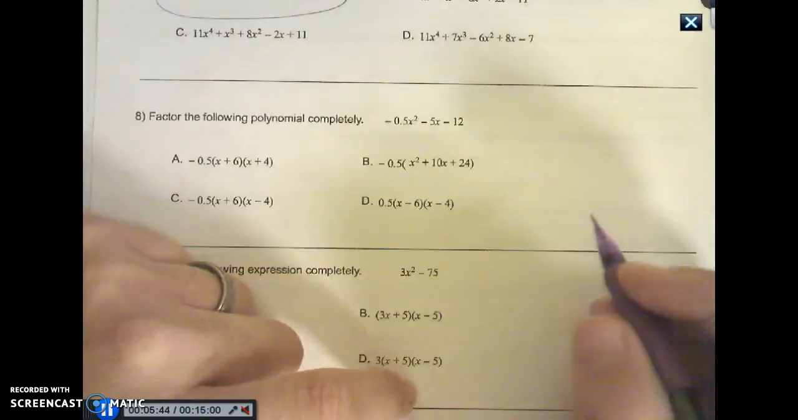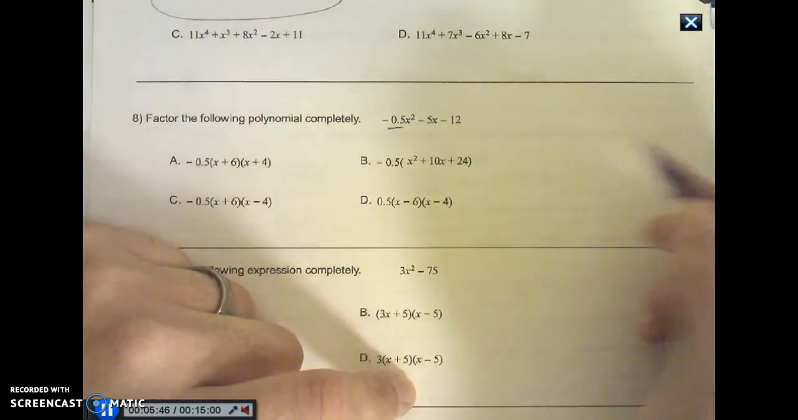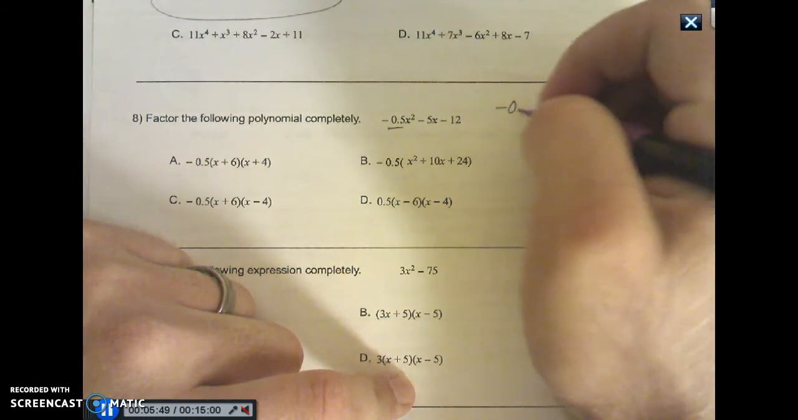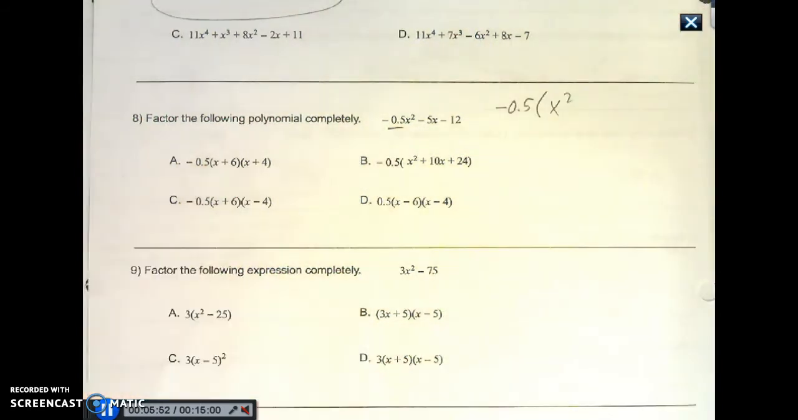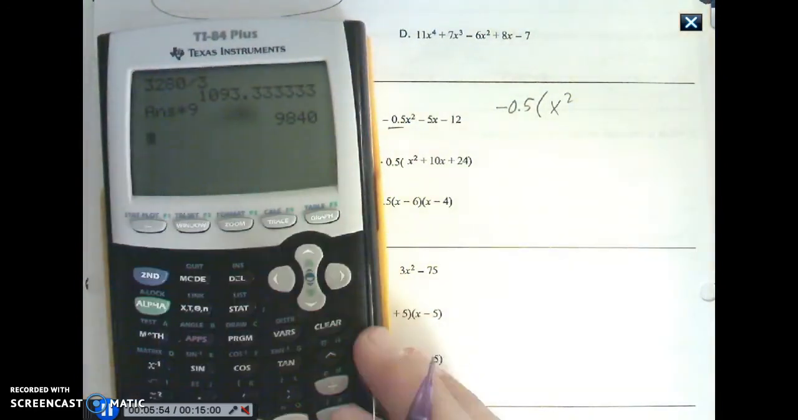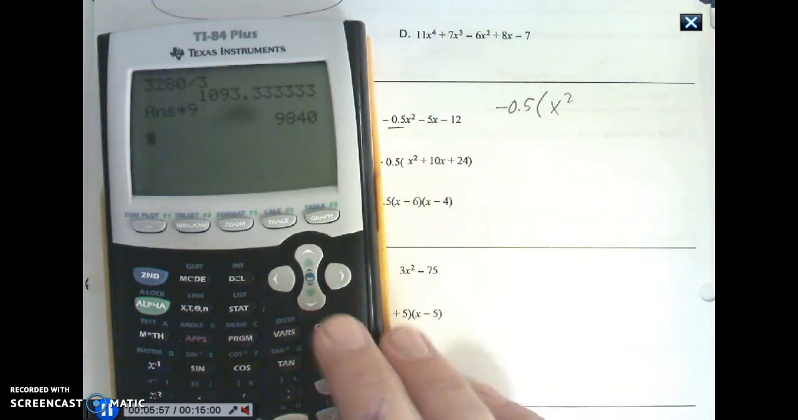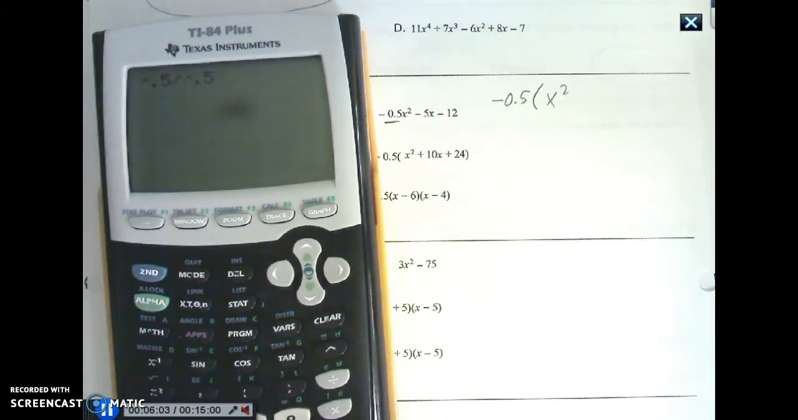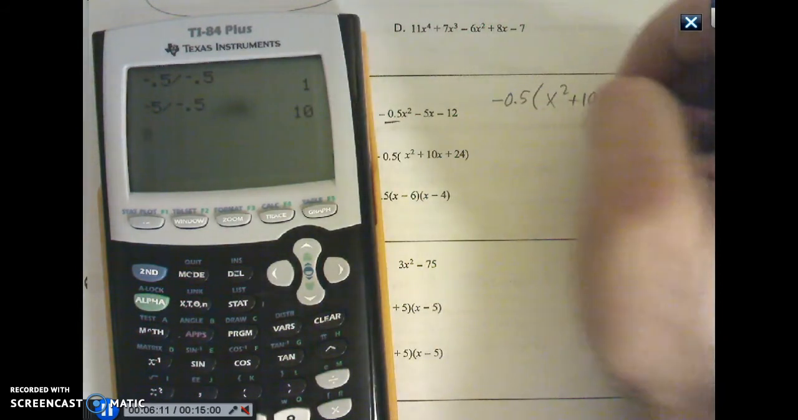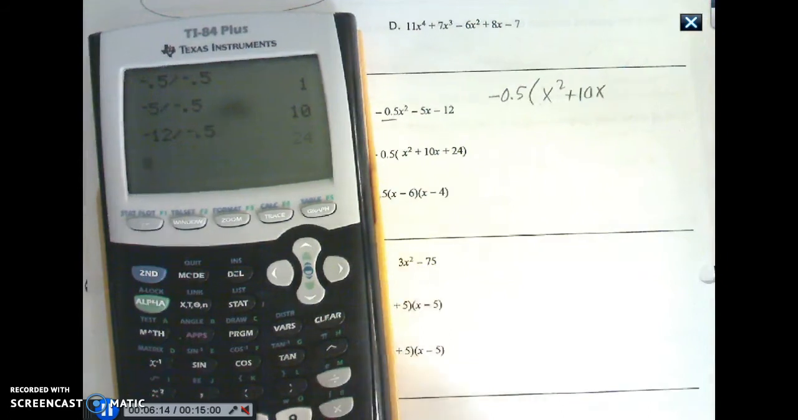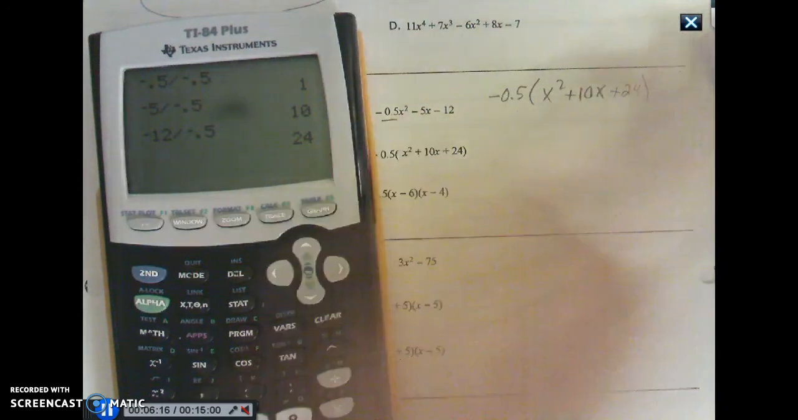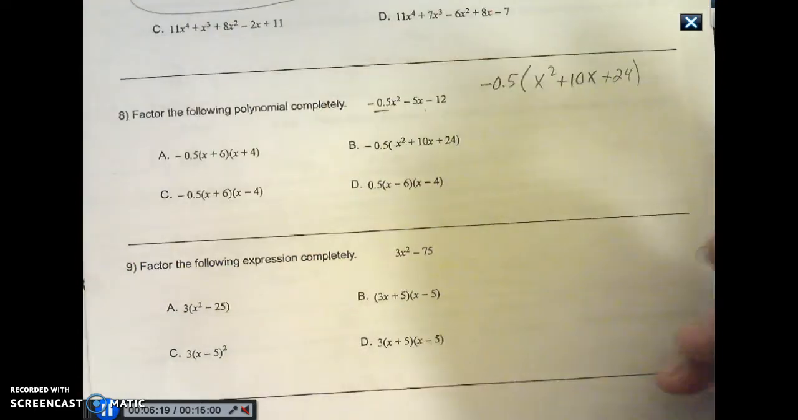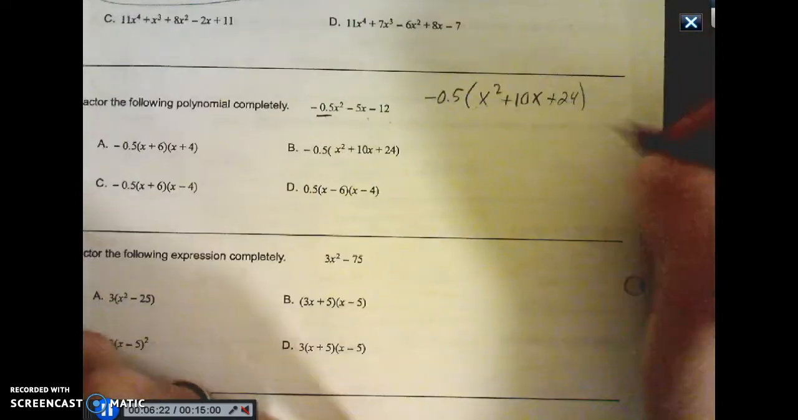All right, these last few are a little rough. Okay, so check this one out. I'm telling you guys right now, there's going to be problems just like this. You need to factor out whatever's in front. So we're taking negative 0.5. We're dividing everything by it. So negative 0.5 divided by negative 0.5 gives me 1. That's why I have the 1x squared. Negative 5 divided by negative 0.5 gives me 10. So this becomes 10x. And negative 12 divided by negative 0.5 gives me 24. Okay, I'm just dividing each of these by negative 0.5.